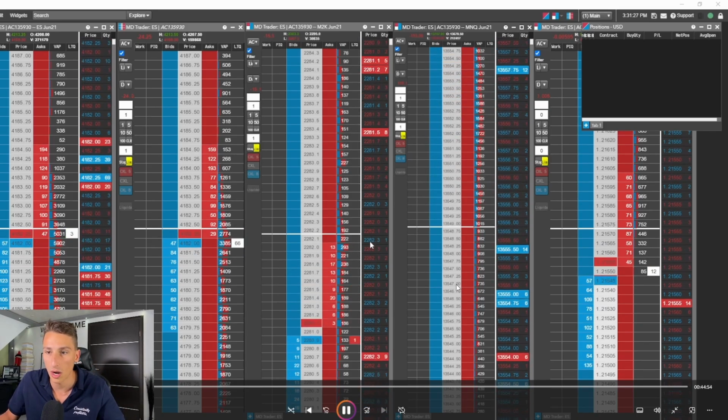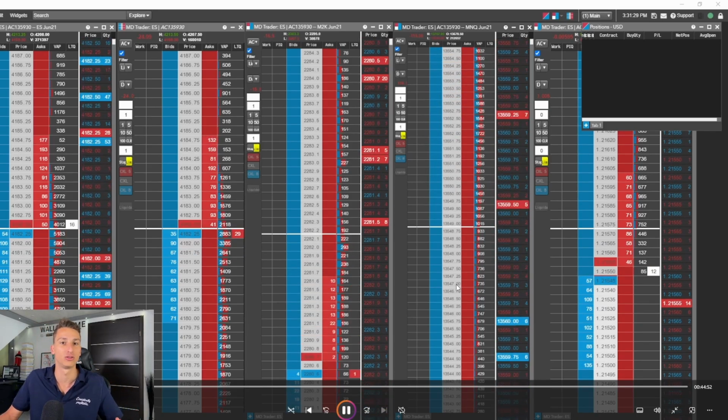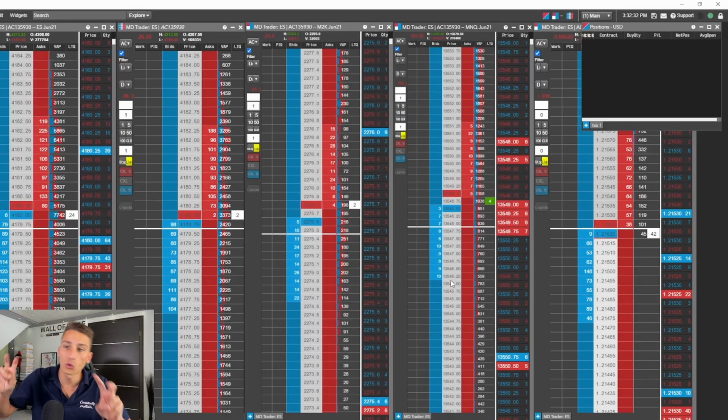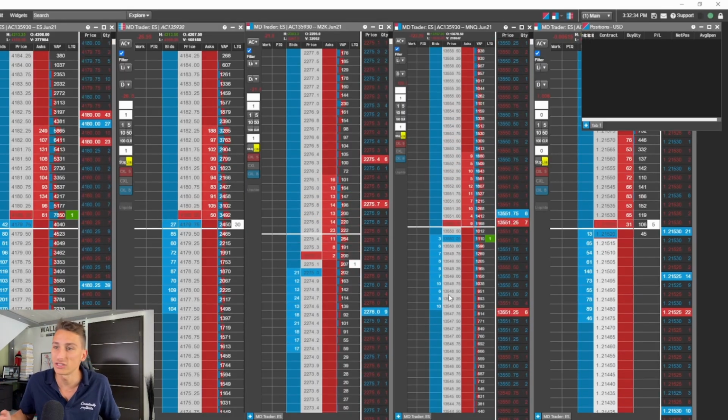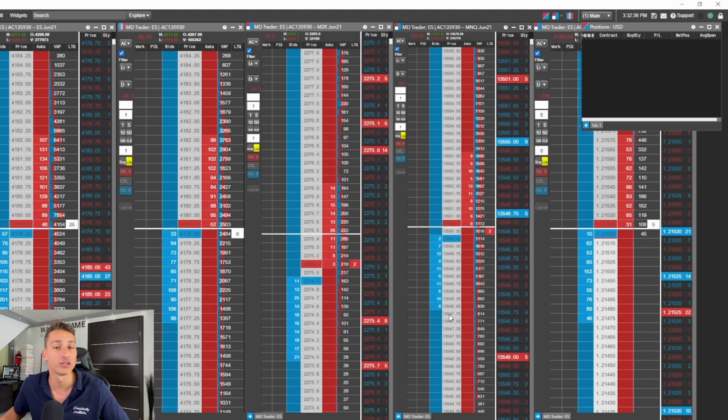But here's the trap almost everyone falls into. Here's the fantasy people get sold. They are told: learn to read order flow and you'll see what the institutions are doing before they do it.